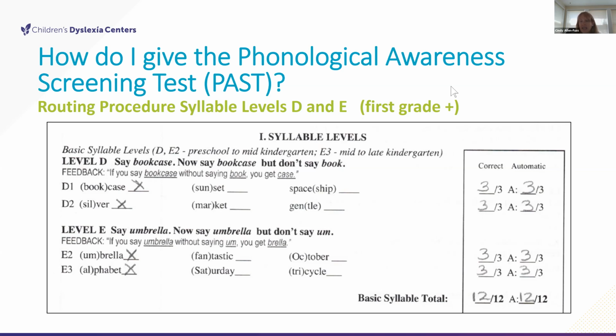Then on the right-hand side, you can see how it's scored. Even though you didn't give all 3 items in D1, they're going to get 3 out of 3 points. The same thing with D2, E2, and E3. Because you followed the routing procedure, if they're automatic, you're going to assume that they would get all of those items correct.